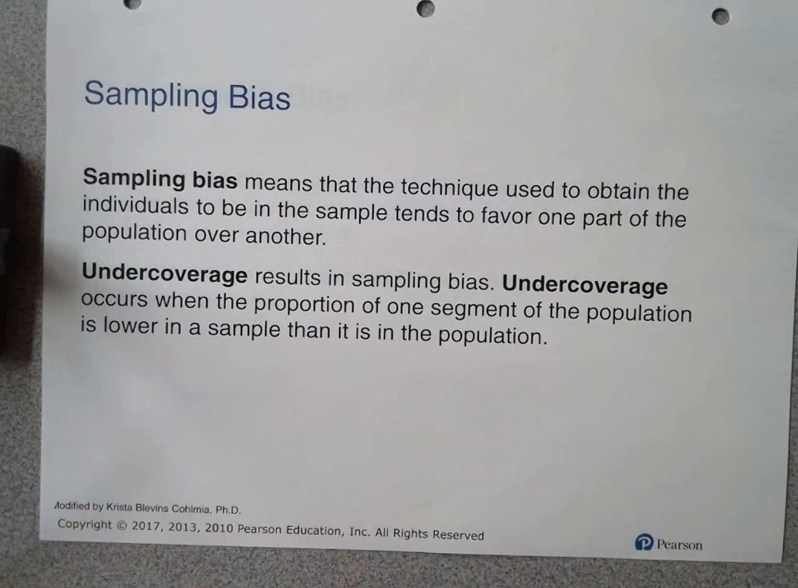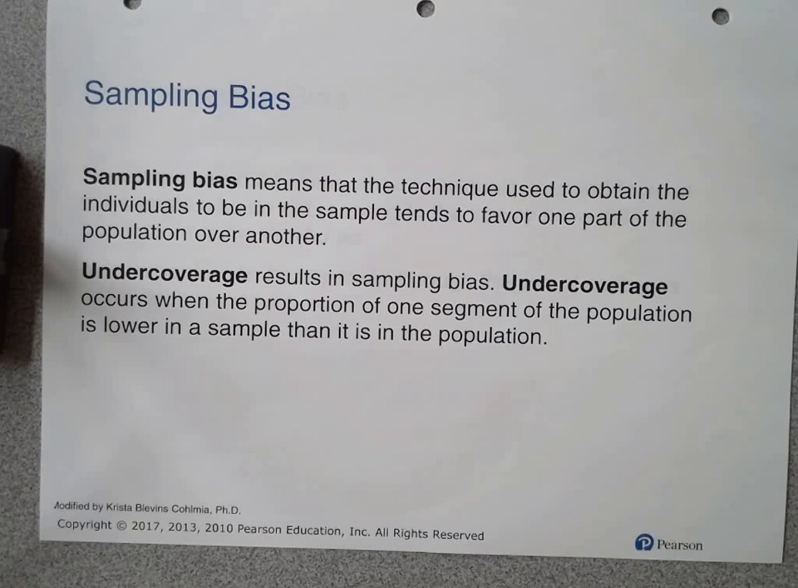Sampling bias means that the technique used to obtain the individuals to be in the sample tends to favor one part of the population over another. Sampling bias. Let's suppose that I am the CEO of a pharmaceutical company and I've developed a new medicine. And that medicine is to lower cholesterol. Okay? And what if I knew something about cholesterol measurements of my population before I selected the sample, and I want to compare my medicine maybe to an existing medicine?